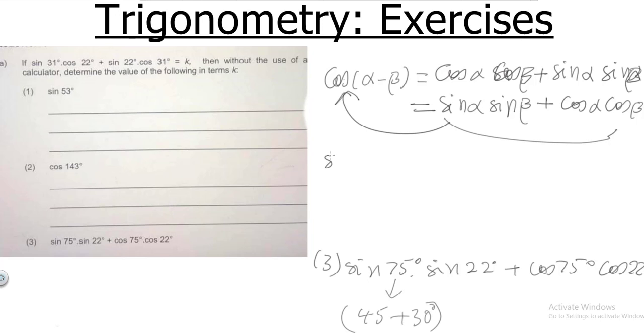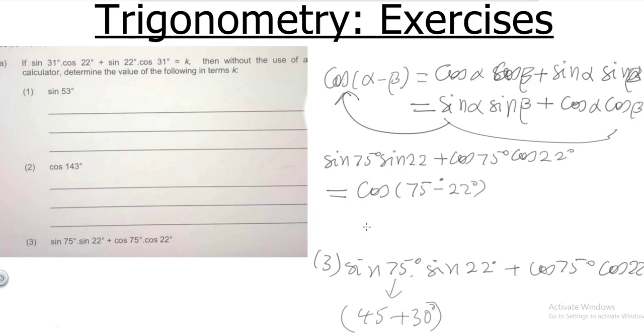What is given to us is sine 75 sine 22 plus cos 75 and cos 22. So what you do here is very simple. You change this to cos of 75 minus 22. Can you see that? So this will give you cos 53.